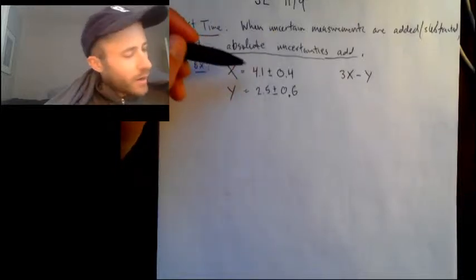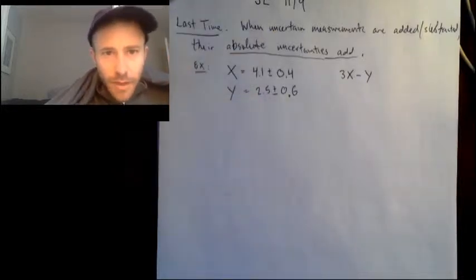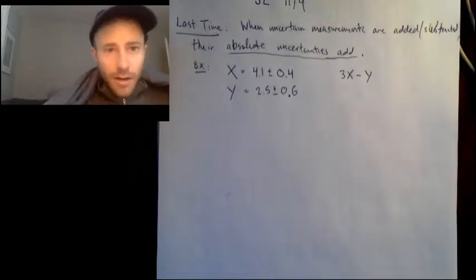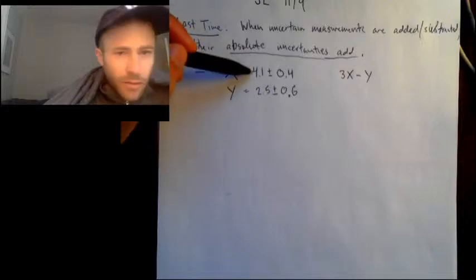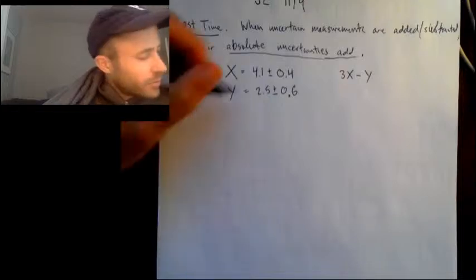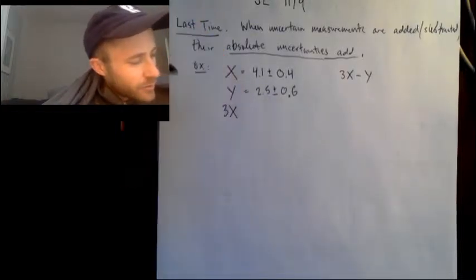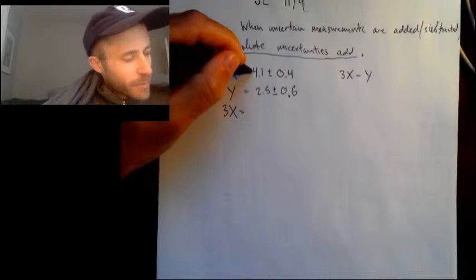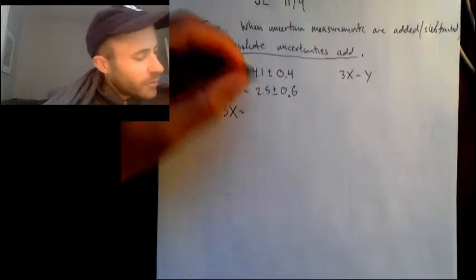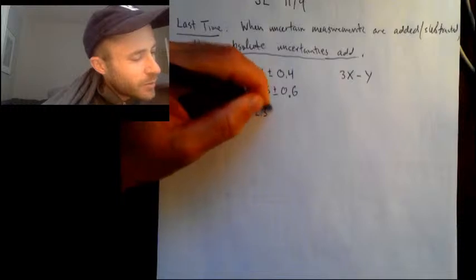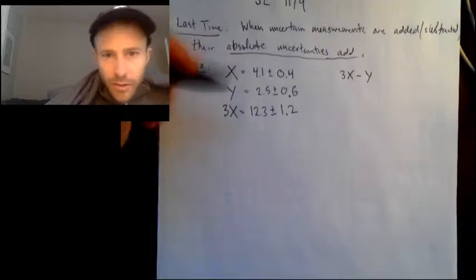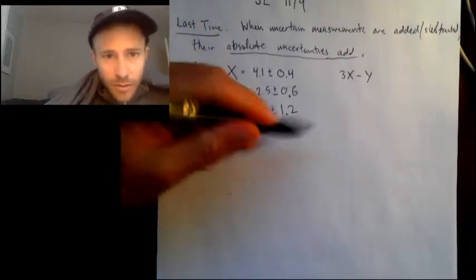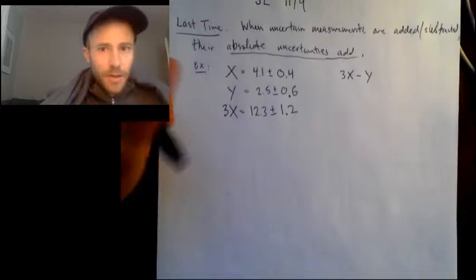So when we multiply by 3, it is going to take the best guess and multiply it by 3, and it's going to take the absolute uncertainty and multiply it by 3. So 3x is going to be, so multiplying 4.1 by 3, that would give us 12.3 plus or minus 1.2. Now technically I should now round this, but I'm going to wait until the very end of the calculation to do the rounding. Okay?